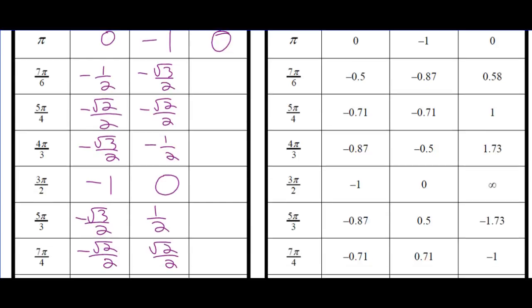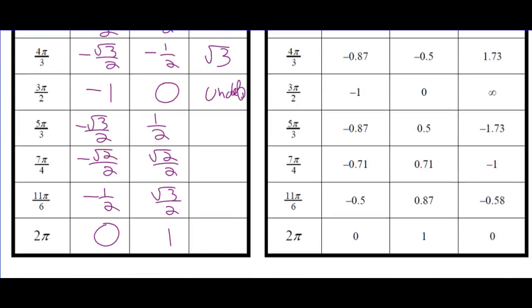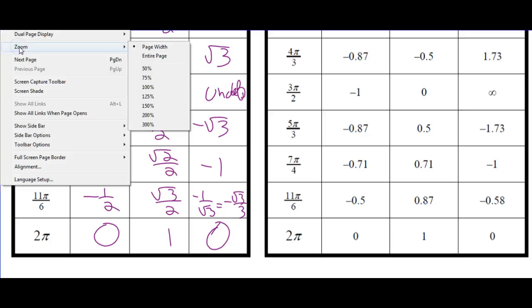And then we get positive here, so that's 1 over root 3, or root 3 over 3. And this is 1, and this is root 3, and this is undefined. And negative root 3, negative 1 over root 3, or negative root 3 over 3. And 0.